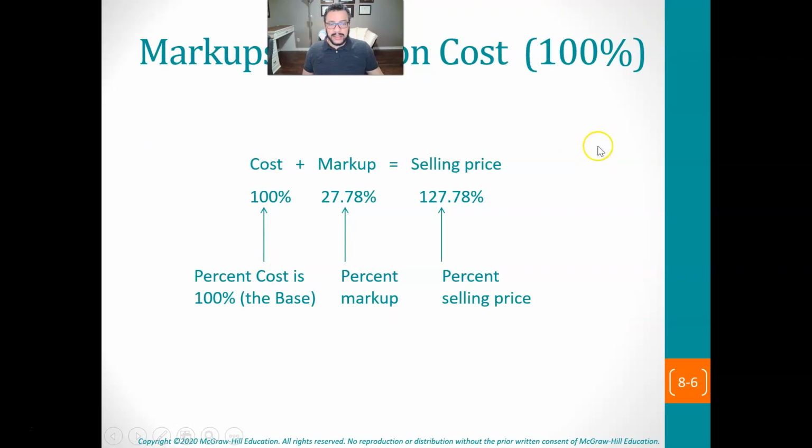So markup on cost. I don't want this to confuse you. If it makes sense, great. But if not, don't worry about it. When we mark up on cost, we're setting cost at 100%, right? So if cost is 100% and markup is a certain amount, then the selling price is going to be above 100%. If markup, for instance, is 27.78, then our selling price is going to be 127.78 of the cost. Okay? Don't get hung up on that right now.